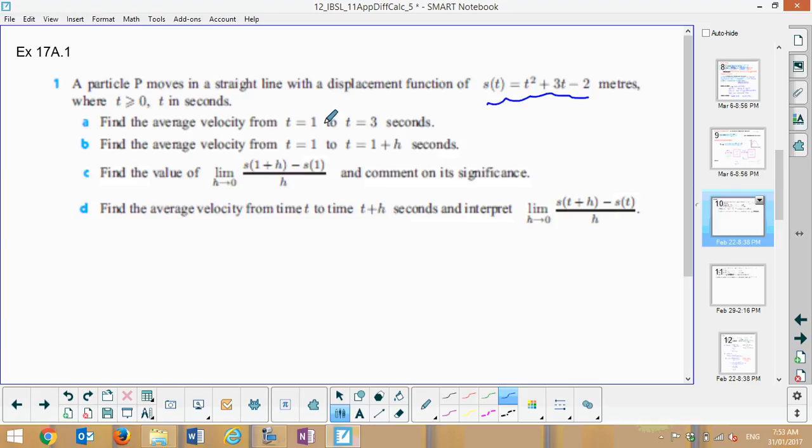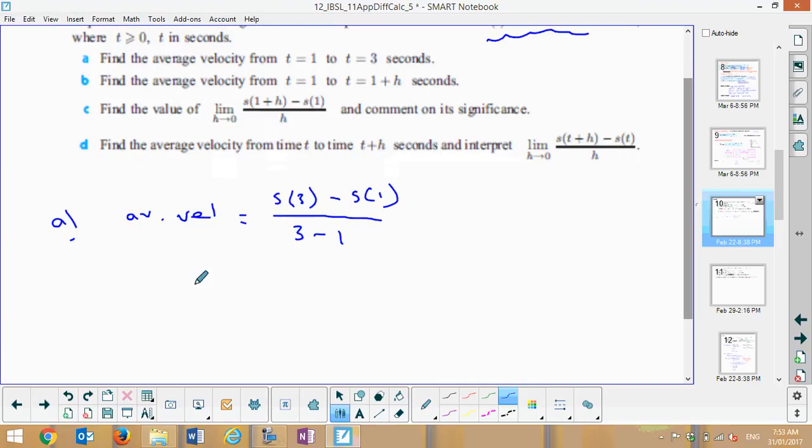We could find the average velocity. Always check whether it's average or instantaneous. Your average velocity is going to be your final displacement, so at 3, minus your initial displacement at 1, over the change of time. So you can just substitute that in to find those values.